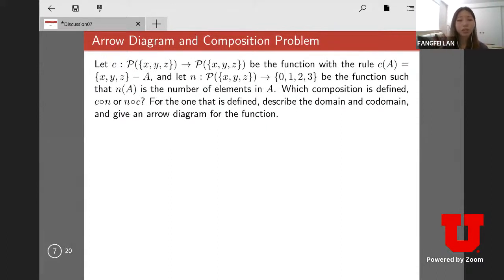Another arrow diagram and composition problem. Let C be a function from the power set of {x, y, z} to the power set of {x, y, z}, with the rule C(A) equals the set minus A. And let N be a function such that N(A) is the number of elements in A. Which composition is defined out of these two? How would we know that? Any ideas?